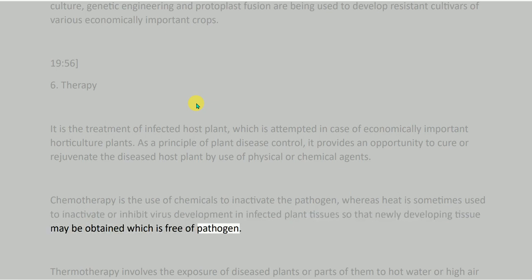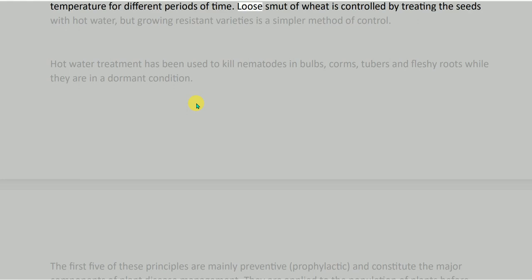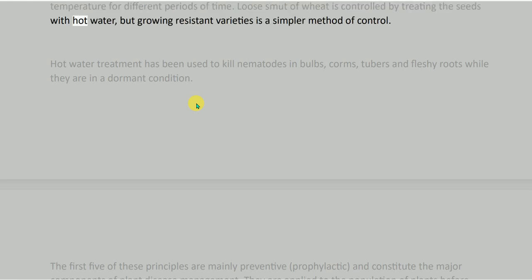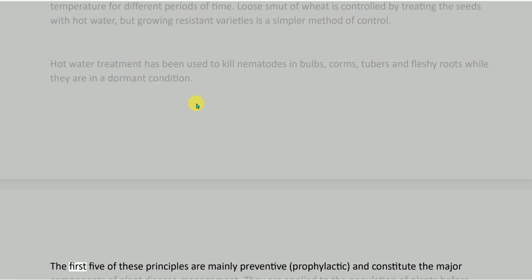Thermotherapy involves the exposure of diseased plants or parts of them to hot water or high air temperature for different periods of time. Loose smut of wheat is controlled by treating the seeds with hot water, but growing resistant varieties is a simpler method of control. Hot water treatment has been used to kill nematodes in bulbs, corms, tubers and fleshy roots while they are in a dormant condition.